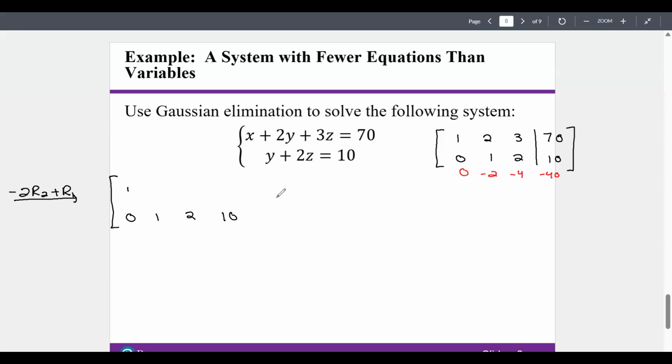So 0 plus 1 stays 1. Negative 2 plus 2 turns into 0. Negative 4 plus 3 turns into negative 1. And negative 40 plus 20 turns into 3. Sorry, I don't know how I ended up with 40 there. I just noticed that. That should be a 20. For some reason, I thought I saw a 20 there. This is a 20. Negative 20. So we actually are left with a 50.